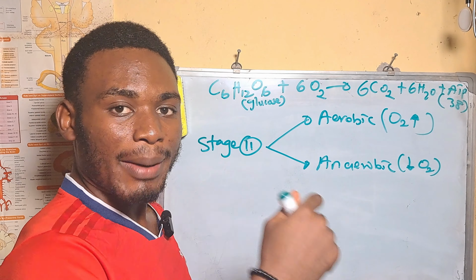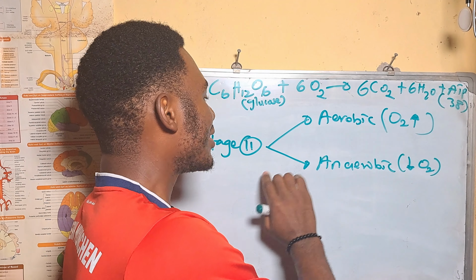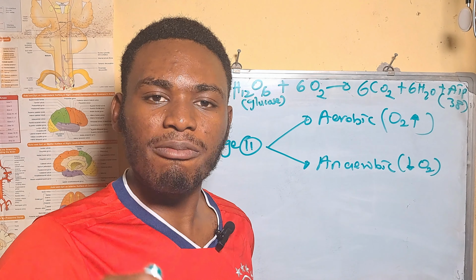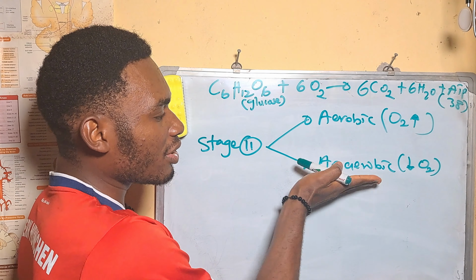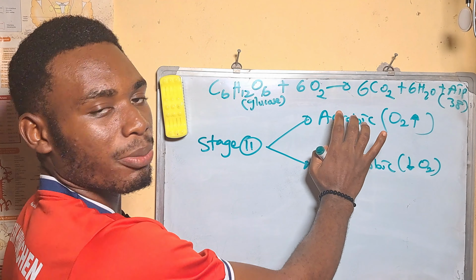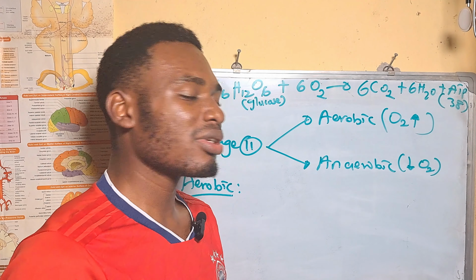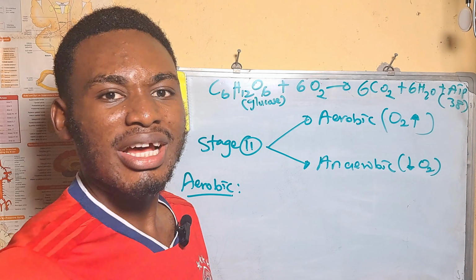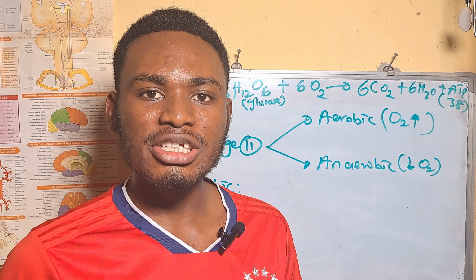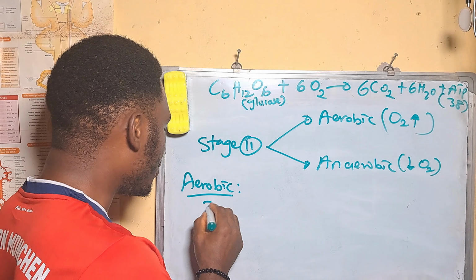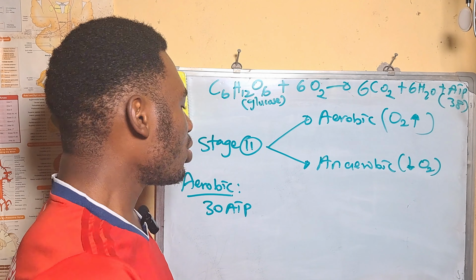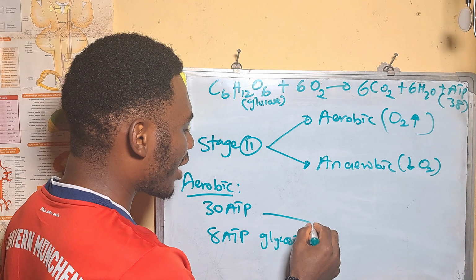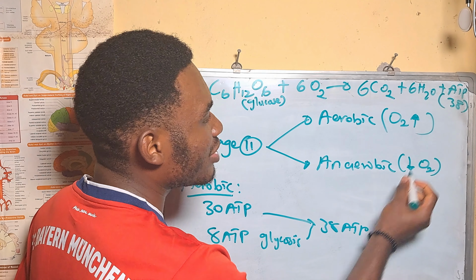So if that particular cell has much oxygen, the respiration will enter into what? Aerobic respiration. But if that particular cell does not have much oxygen, the respiration will enter into what? Anaerobic respiration. So let's talk about aerobic respiration first of all. Aerobic respiration happens in the cell's mitochondria because it gives us a bigger number of ATP. We get up to 30 ATP from aerobic respiration alone. So once you add this 30 ATP to the 8 ATP that you get from glycolysis, we can now have 38 ATP, which I wrote here.